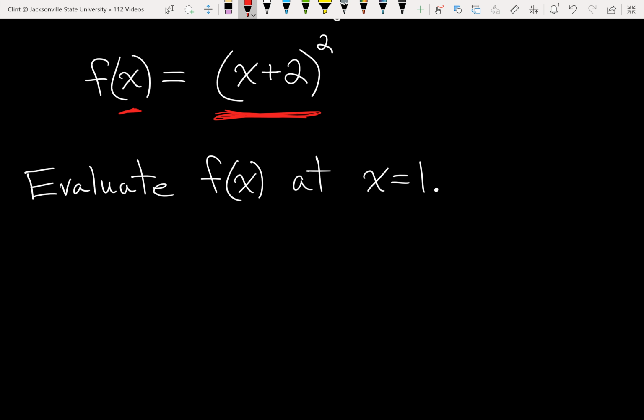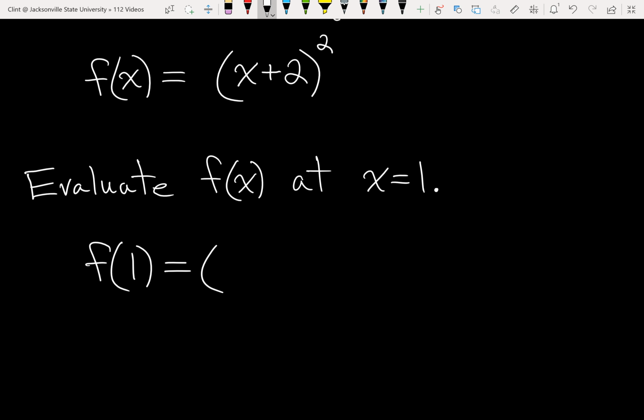Okay, but instead of x, we're going to use an input of 1. So if we evaluate our function here, we're not going to use x as the input anymore. It tells us to use x equals 1, so we're going to find f of 1. And so to do that, all we do is reuse our rules.